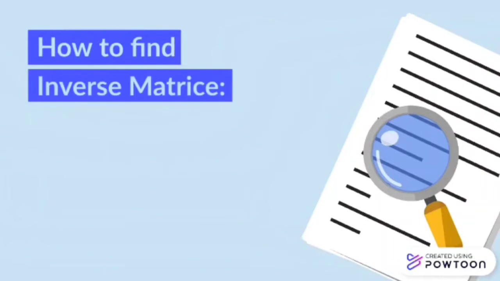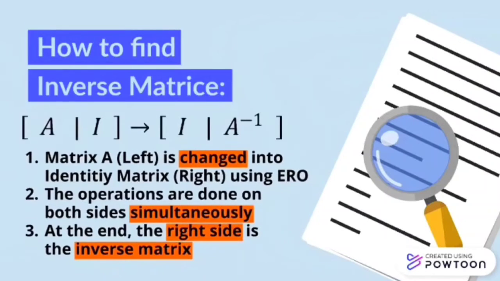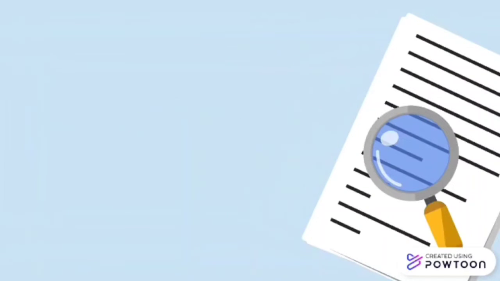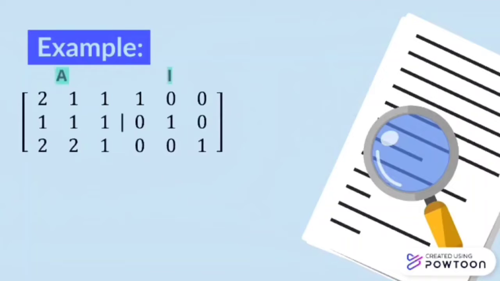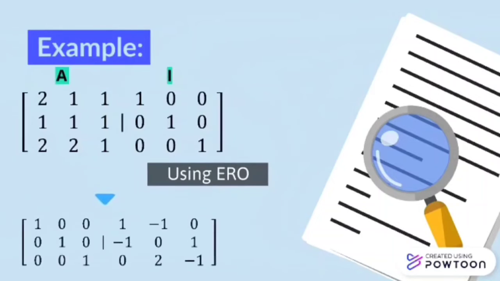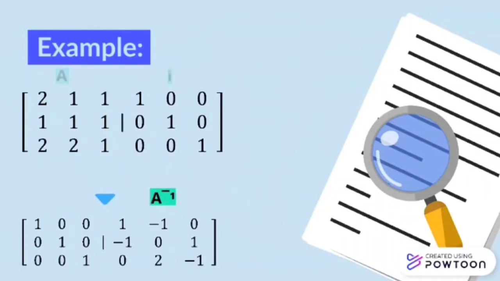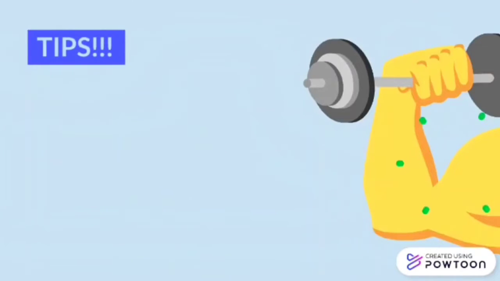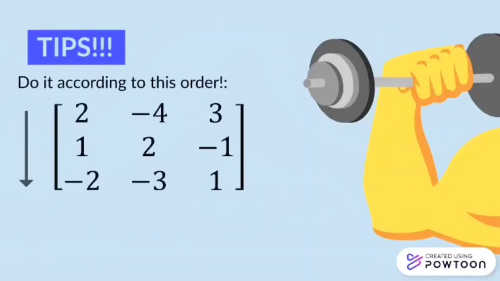So, how to find the inverse matrix by using the ERO method? Matrix A is changed into the identity matrix using ERO. The operations are done on both sides simultaneously and at the end the right side is the inverse matrix. For example, we can get the inverse matrix by using the ERO method by doing the three operations that we have learned before until we get the identity matrix on the left side. Here are some tips to use the ERO method. You can do it according to this order.